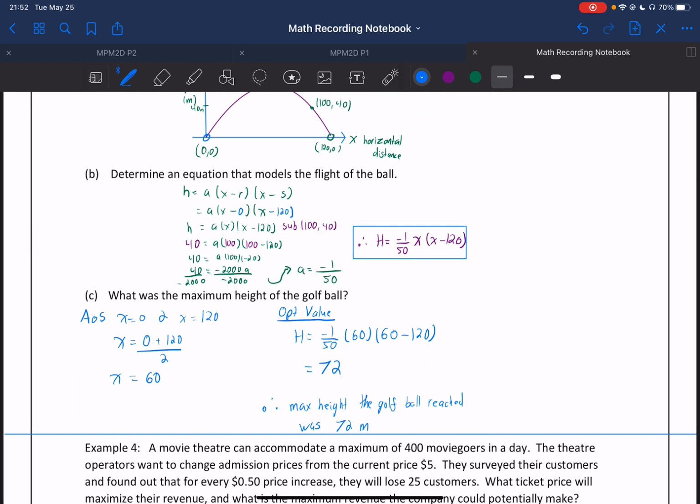All right, so that's the first 3 of our problem solving questions. Come back for video 2 of our next 3.